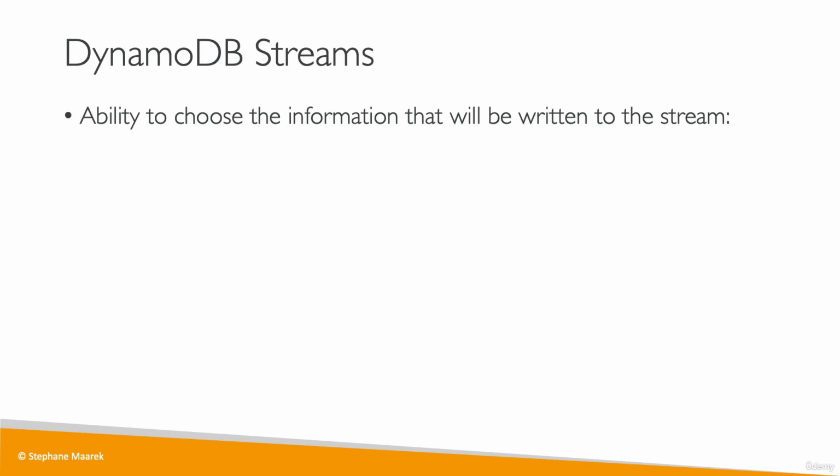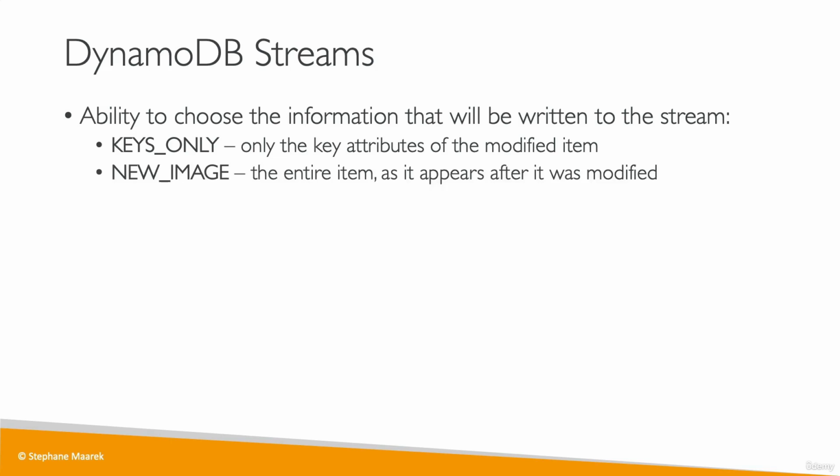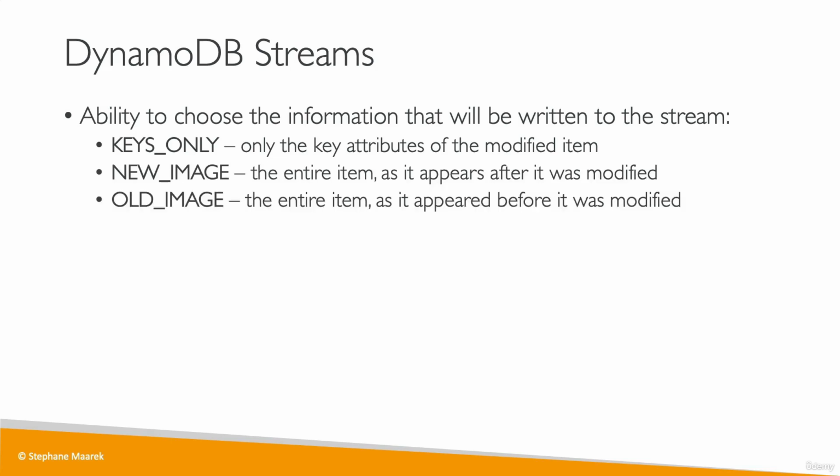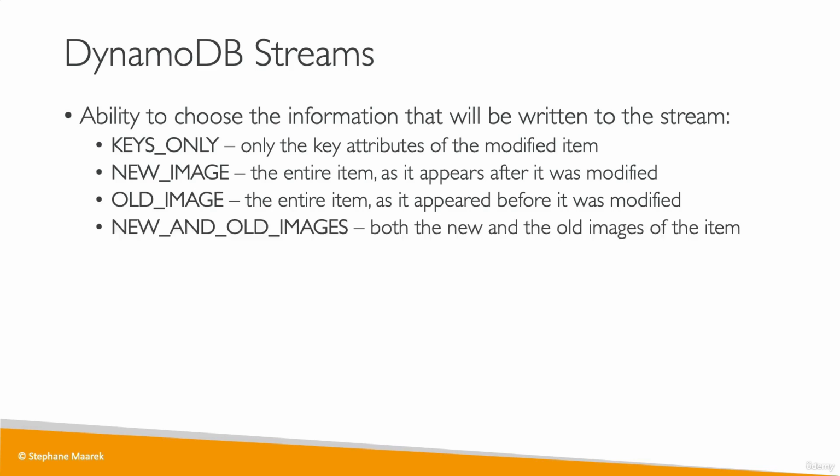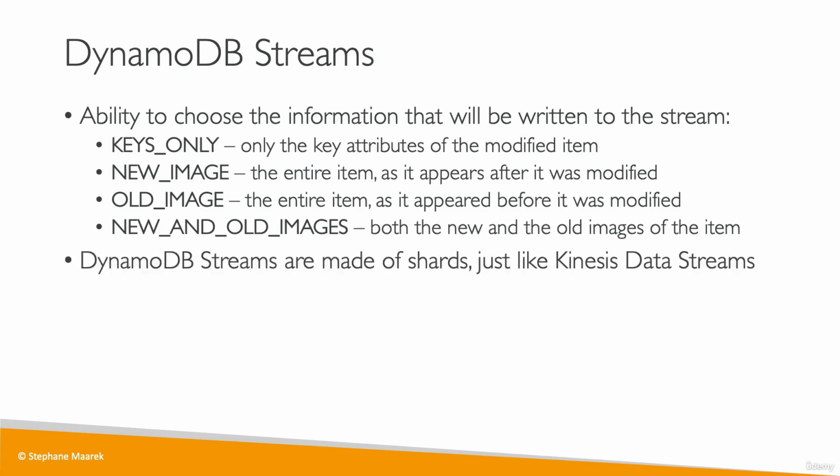In the stream, we have the ability to choose the information that will be appearing in it. So you can, for example, have only the keys, and it will just show you a list of all the key attributes that have been modified. New image, which represents the new item after it was modified. Old image, which represents the entire item, but as it appears before it was modified. And if you wanted to get the full information, you can get new and old images, which gives you both the new and the old image of the item, and therefore you can see which changes have happened.